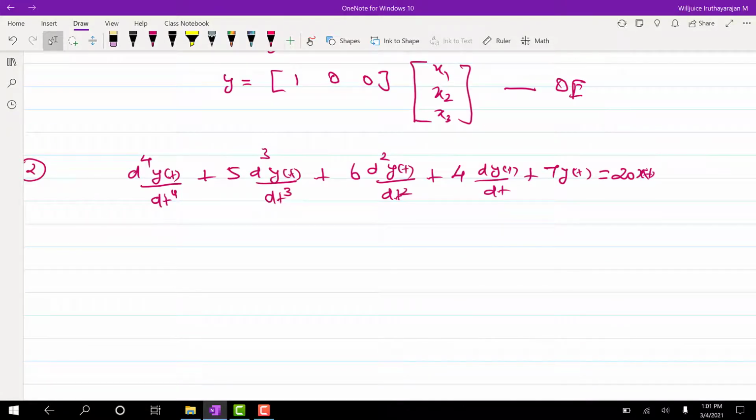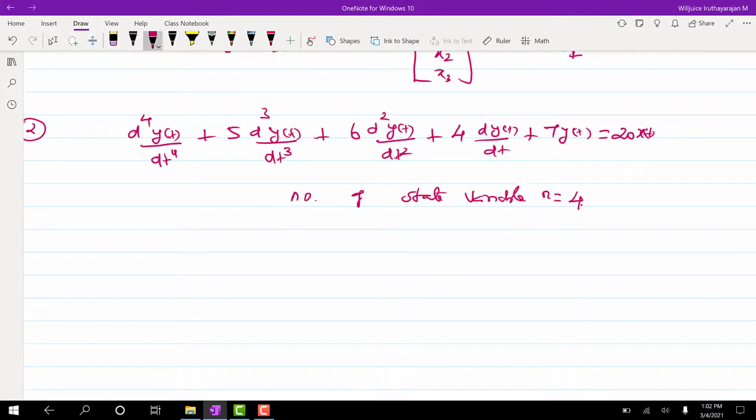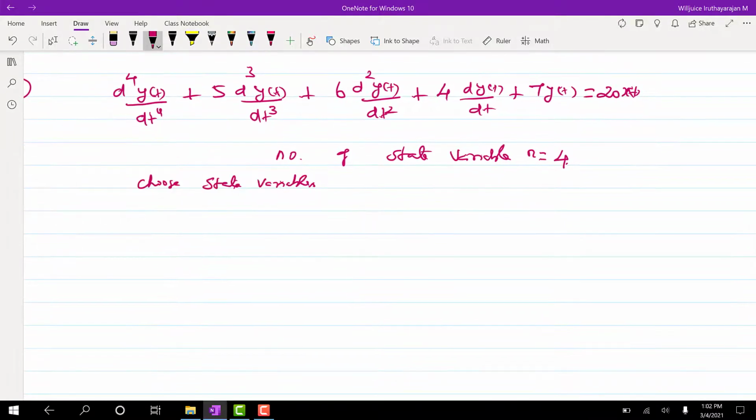Let us consider this differential equation, which is a fourth order differential equation, because the highest order of derivative is 4, d power 4 y of t by dt 4. So we have to choose a minimum number of state variables equal to the order of the system. We are going to choose the output and its derivatives as state variables. So how are we going to choose the state variables?